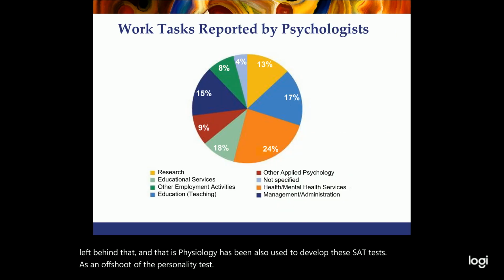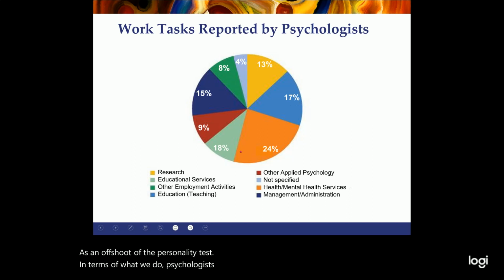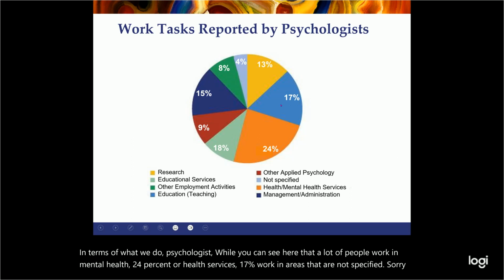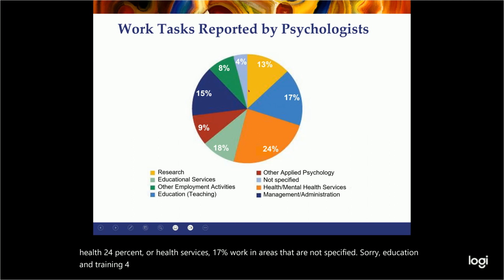In terms of what we do as psychologists, you can see here that a lot of people work in mental health, 24%, or health services, 17%. 4% work in areas that are not specified. 18% work in educational services, and then 15% work in management.